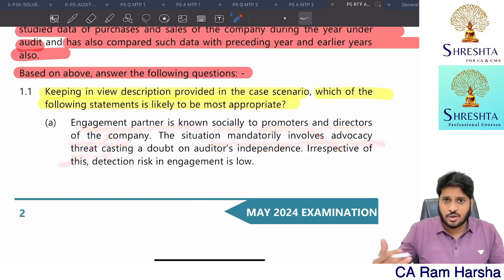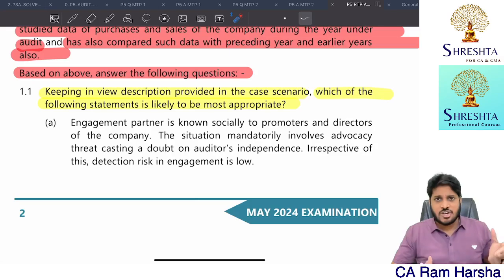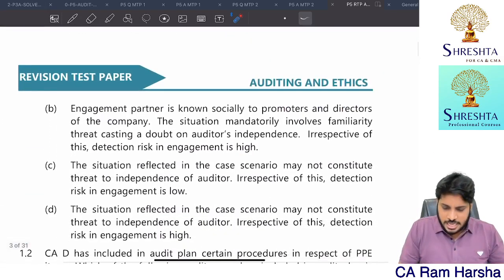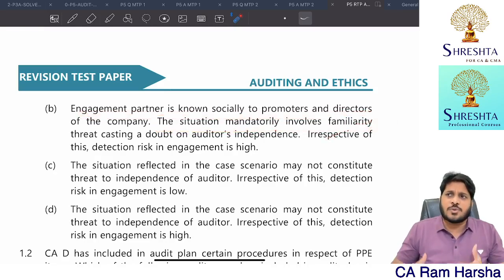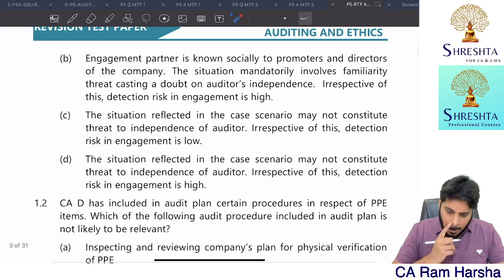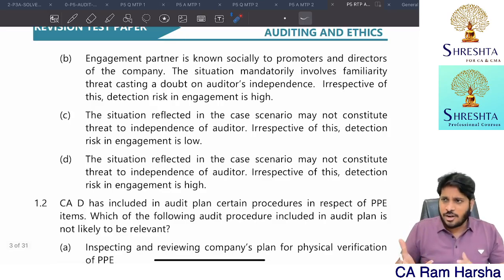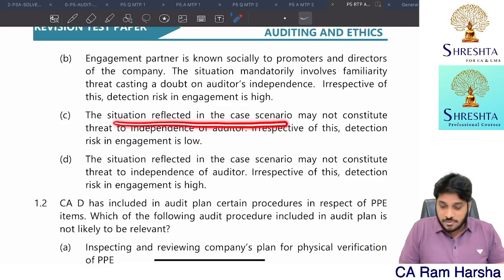That's wrong. Just because I know them socially doesn't mean it. They said occasionally, very clearly. The engagement partner is known socially to them. The situation involves a familiarity threat. No, a familiarity threat arises because of a long-standing relationship. An advocacy threat also will not arise because the auditor is for the first time accepting this engagement. Where is the advocacy threat? The situation reflected may not constitute a threat to independence.